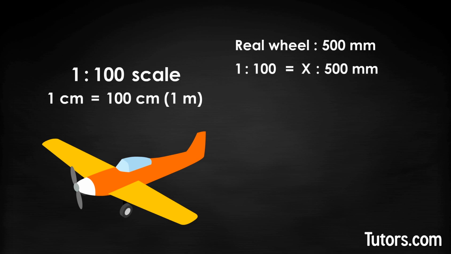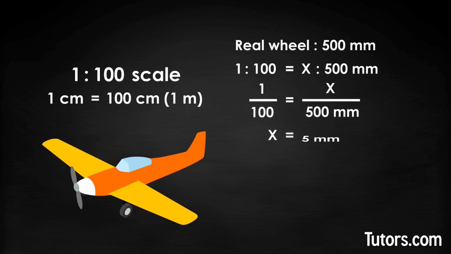Notice the first proportion keeps the original units, centimeters. So your answer, 0.5, will be in centimeters. 0.5 centimeters equals 5 millimeters. The other two ratios use the converted unit millimeters. What would you multiply 100 times to get 500? You would multiply it times 5. So multiply the 1 times 5. The model wheels should be 5 millimeters in diameter.